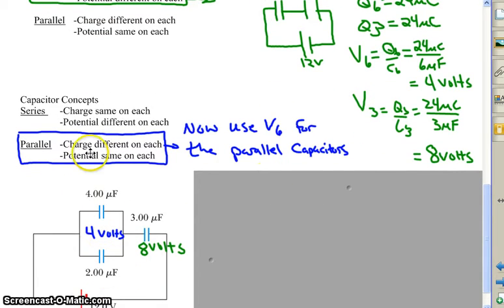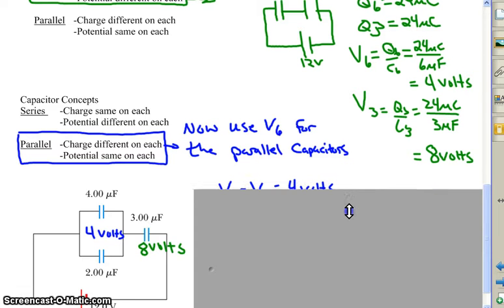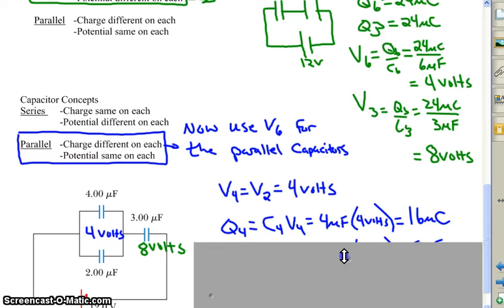Well, that was a parallel arrangement. So we're going to go back and use the rules for parallel now on that one. The rules for parallel tell us that the charge will be different on each one, but the potential across each has to be the same. And we saw up here that that's going to be 4 volts across this part of the circuit.